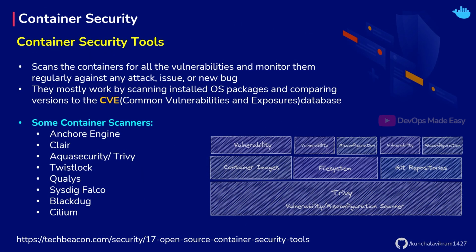So now we understood how to reduce the size of the image. Now let's see what the different container security tools are. These container security tools scan the containers for any vulnerabilities and monitor them regularly for any sort of attack or issues. They mostly work on scanning installed operating system utilities and packages, and they compare them with the CVE, which is an open source database for common vulnerabilities and exposures. So throughout this video we'll see how container security tools use the reference of the CVE to give the final analysis result.